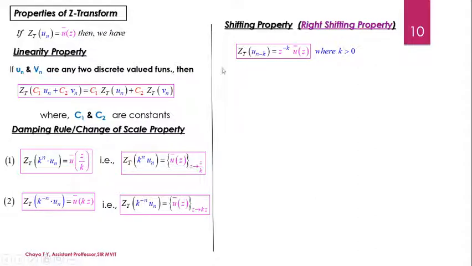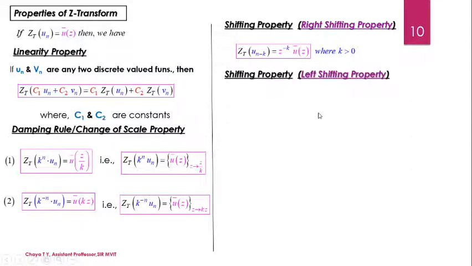We will be knowing the Z transformation of a sequence un, which is denoted as u bar of z. But while solving problems, we might need to find the Z transformation of un minus k. Here the sequence un is shifted k units towards the right. That's why it is called right shifting property, which can be written as z to the power minus k times u bar of z. We call this expression or property the right shifting property.